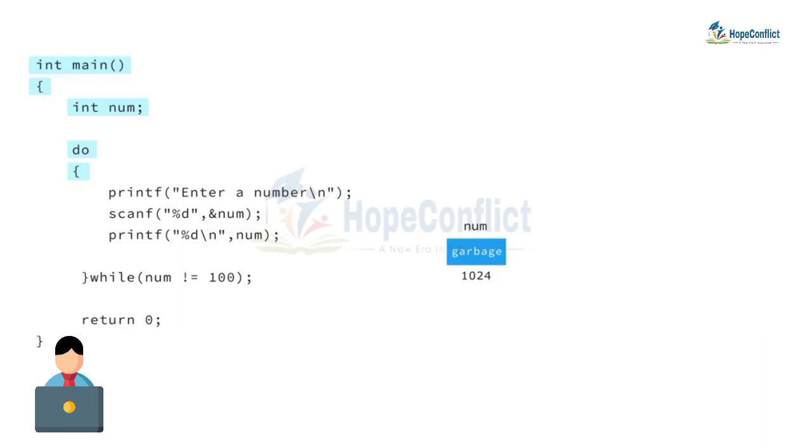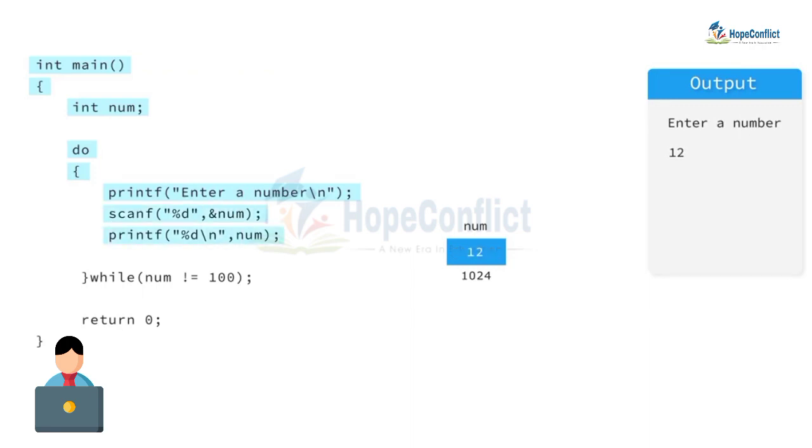So we go to the first iteration, we ask the user to give a number and suppose the user enters 12. So it will be printed and the condition is checked, which is true. So we go for the second iteration and ask the user for a number and let it be 10 now. And it will be stored in num and it will be printed. Now the condition is checked and it is still true.